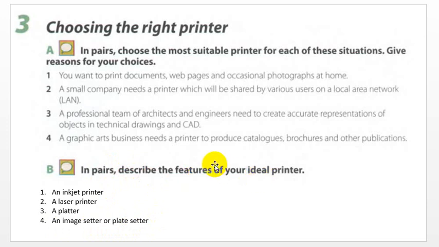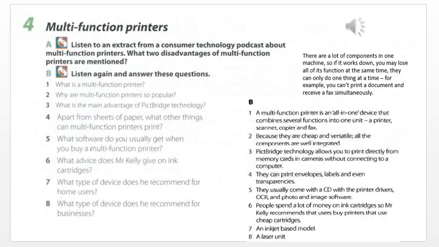Describe the features of your ideal printer. What kind of printer do you want to have? Describe it, please, and discuss with one of your friends, maybe by Facebook chat or Viber or something like this. Here we have a listening. In this listening we have some questions, 8 questions, and listen to an extract from a consumer technology podcast about multi-function printers.